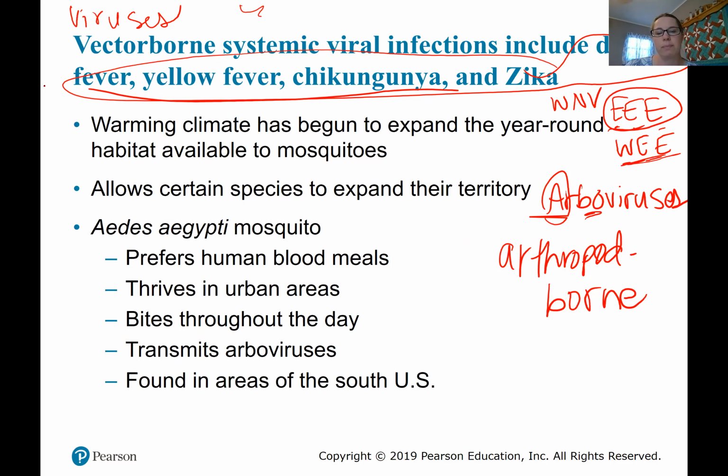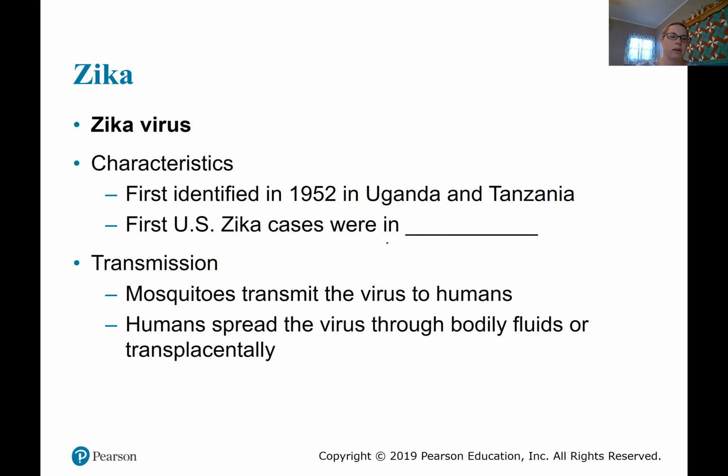Okay, Aedes aegypti is a mosquito that can transmit arboviruses, and it's found in areas in the South in the United States. It thrives in urban areas. It prefers human blood meals over other animals. It can bite at any time of day instead of at dusk and dawn and night and so forth, like some of the other mosquitoes.